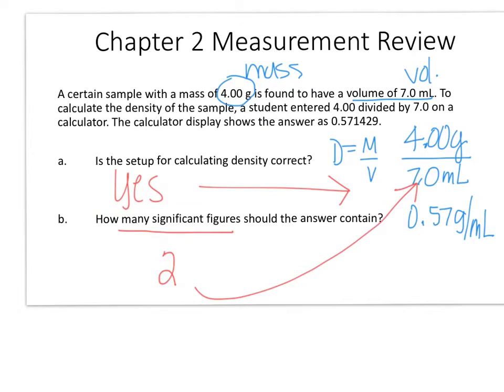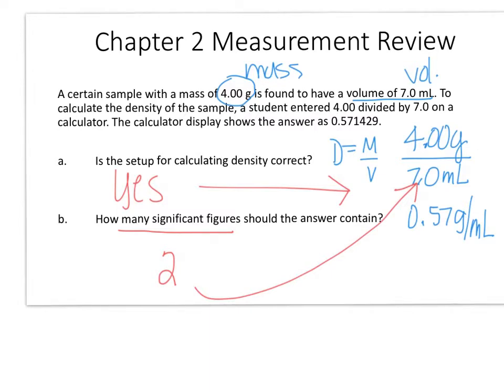So this problem was giving us some mass and a volume, and it told us what the student did to get the answer, and it said the calculator displayed an answer of 0.57, and it wants to know, A, is the setup for calculating density correct? So the way you would check that is you would just literally do a density calculation yourself, mass over volume, plug those numbers in, and when you got that on the calculator, you would see that it does, in fact, give you the same answer. So that answer would be yes, it is the correct setup.